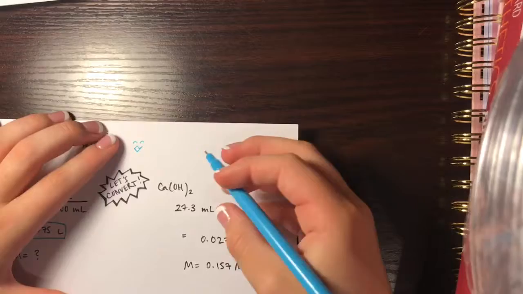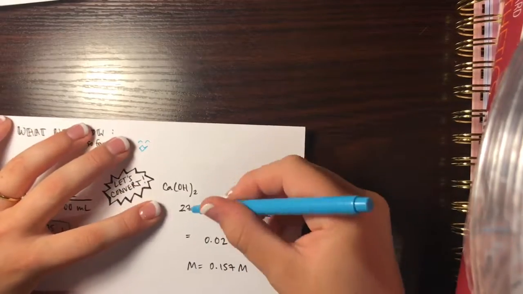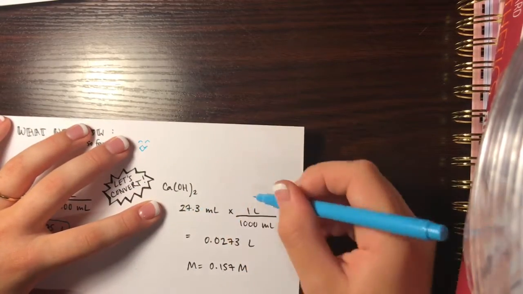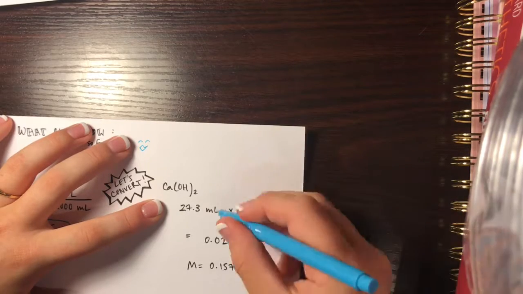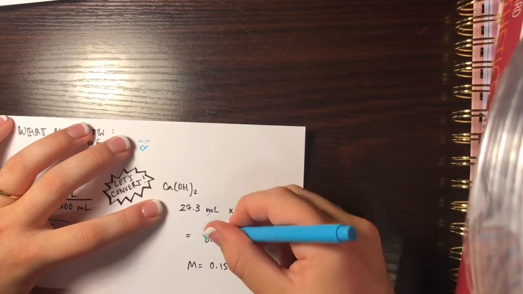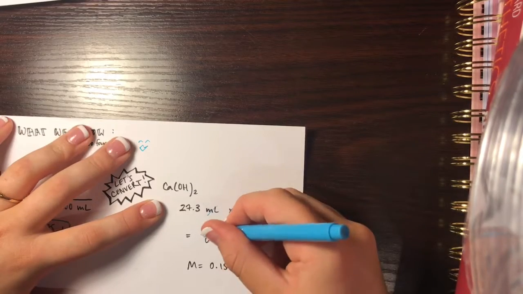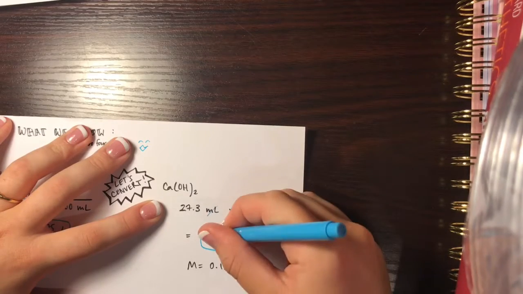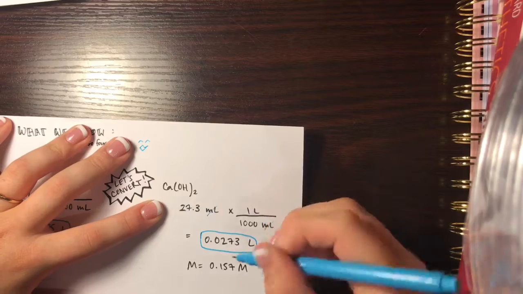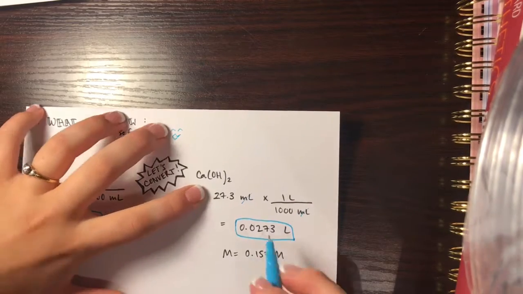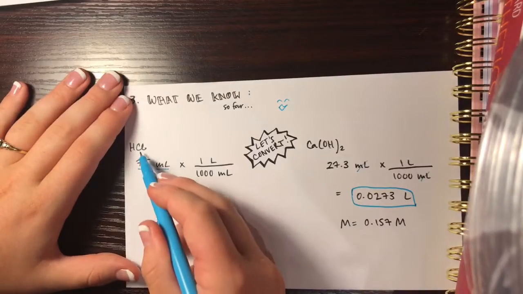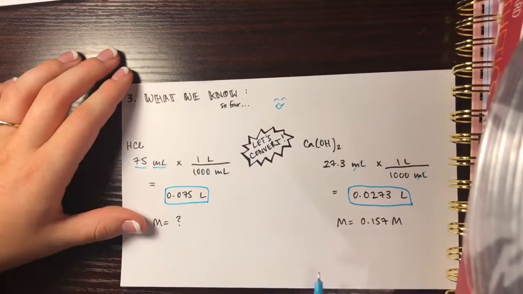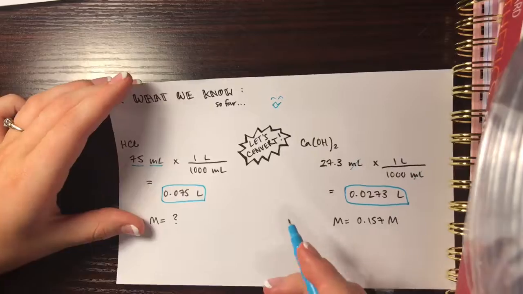This is going to be something we're going to use later. Alrighty. And so for the calcium hydroxide, we have 27.3 milliliters. And we're going to also divide that by 1,000 milliliters, right? The units cancel, and we're going to get 0.0273 liters. We're also going to use this later. We still have our molar concentration right here for the calcium hydroxide, and we're still looking for the molar concentration of the hydrogen chloride. Okay, so now we have that. We can move on.